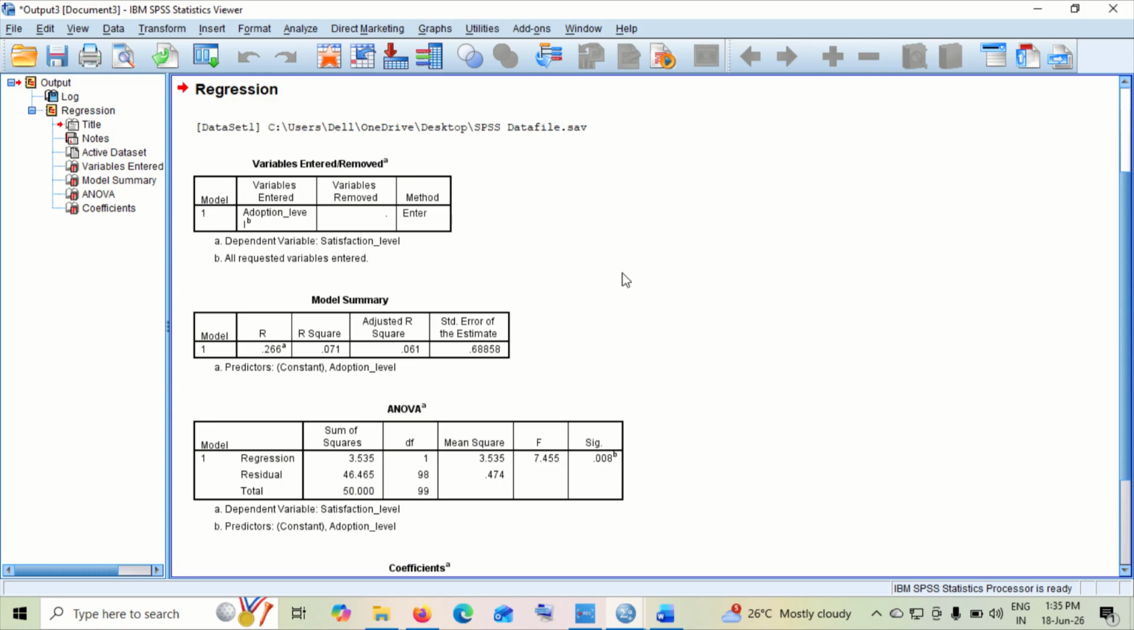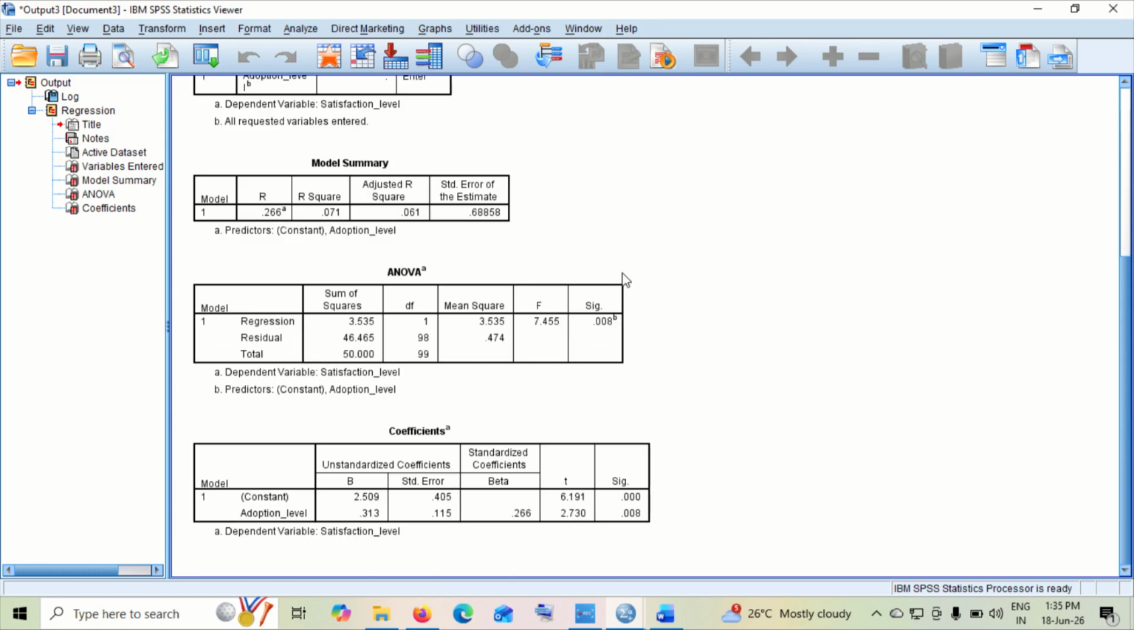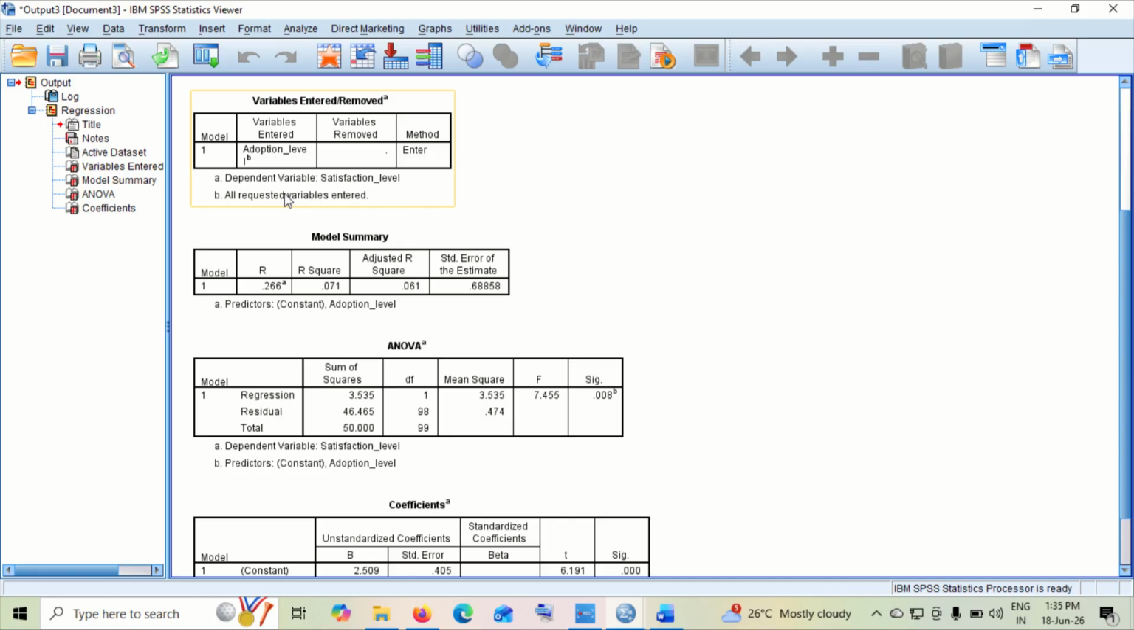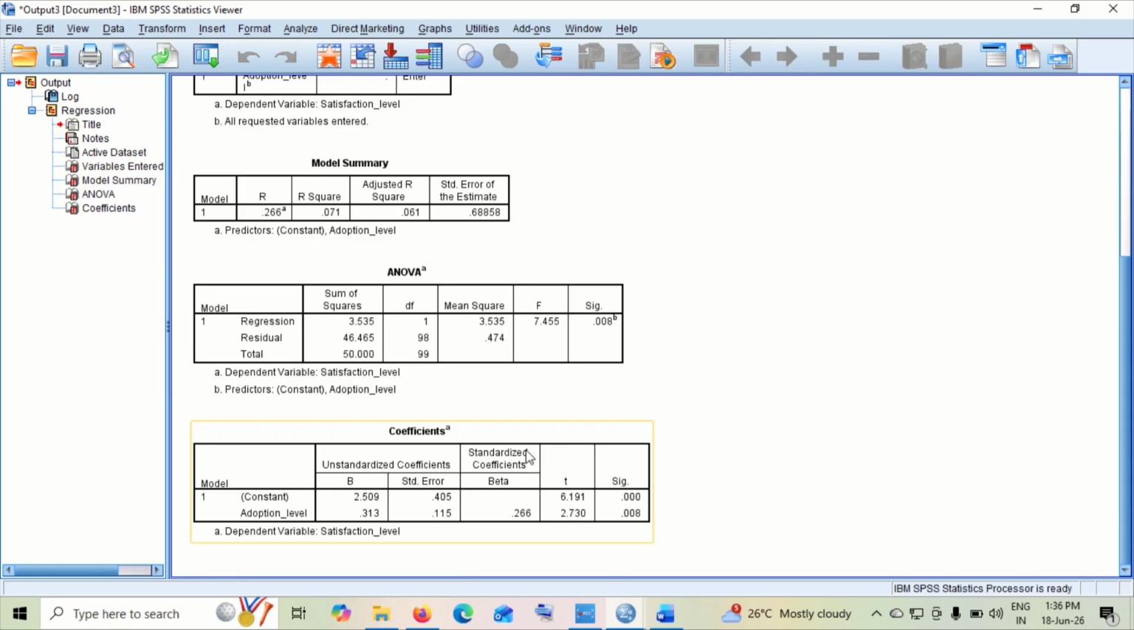Here we can see that in the output view, there are 4 important tables. The first table is related with the variables entered or removed. Here the variable entered as an independent variable is adoption level, and the dependent variable is satisfaction level. The second very important table is the model summary. Here we can see the R value, R square value, adjusted R square value and standard error of estimate. And this is the ANOVA table, which shows the F statistics and significance value for testing the model fitness of regression. And the last table is related with the coefficients.